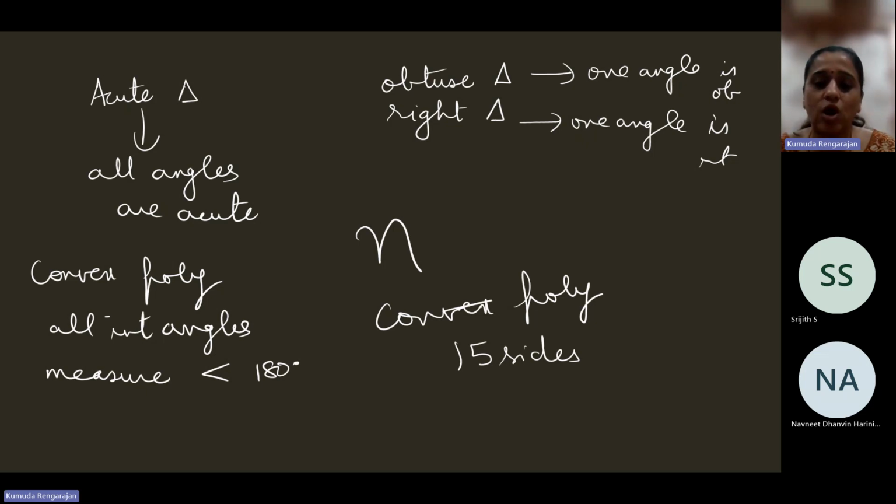But if it is a concave polygon with 15 sides, at least one angle will measure more than 180. There can be two angles also with magnitude more than 180, or three angles, but to be called concave, there should be at least one interior angle in the polygon which measures more than 180 degrees.